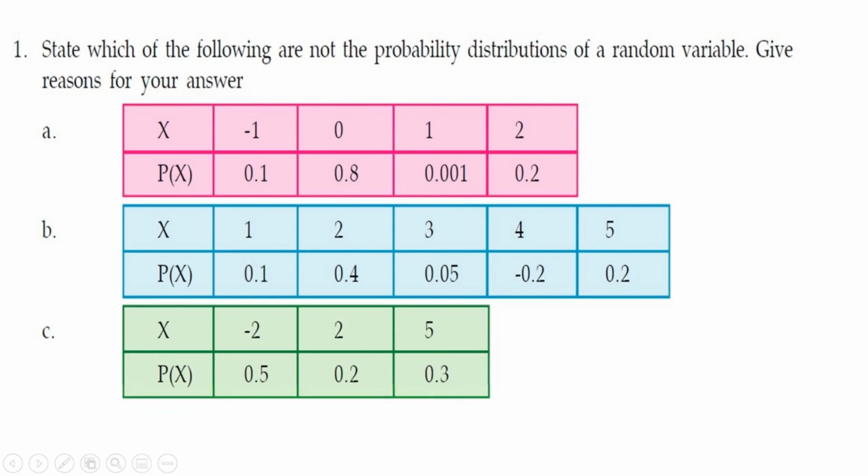Now coming to the last subdivision: when x is -2, probability is 0.5, x is 2, probability is 0.2, x is 5, probability is 0.3. Here let us add the probabilities. Summation pi is 0.5 plus 0.2 plus 0.3, which is equal to 1. So it is a probability distribution. So this is a probability distribution table.